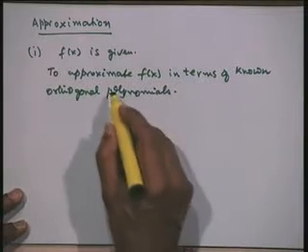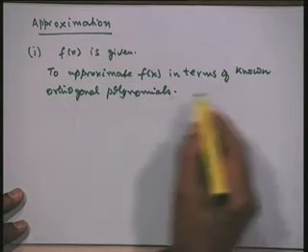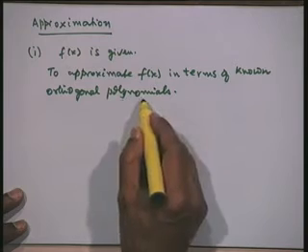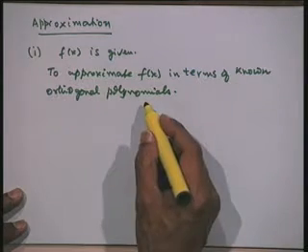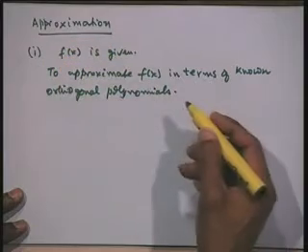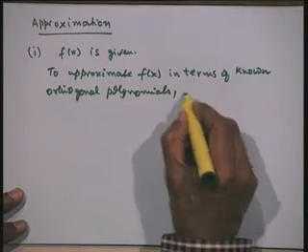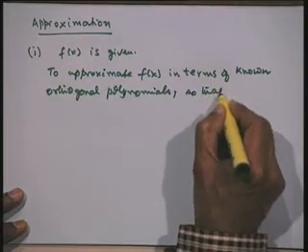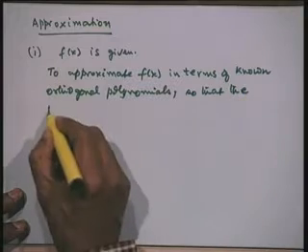Now, once we approximate it, since it is in terms of known orthogonal polynomials, I know all the properties of orthogonal polynomials and hence I will be able to describe the properties of f(x) using these polynomials, so that the properties of f(x) can be studied.